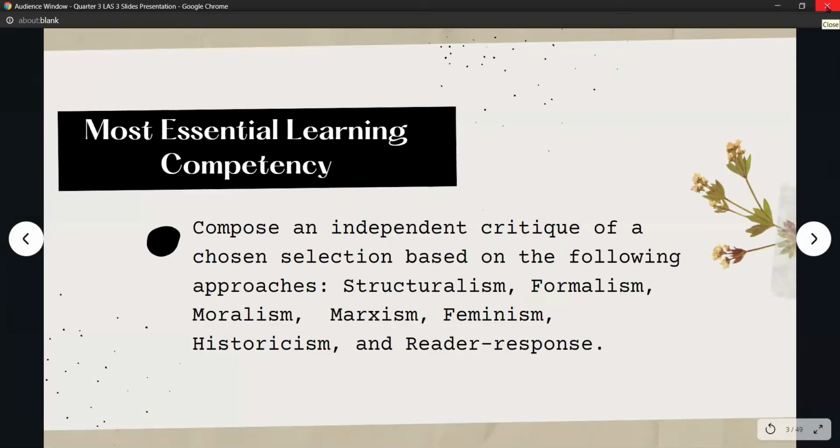The most essential learning competency that this lesson is aiming you to develop is the skill to compose an independent critique of a chosen selection based on the following approaches: Structuralism, Formalism, Moralism, Marxism, Feminism, Historicism, and reader response. But before we talk about what literary criticism is, let's recall what literature is.